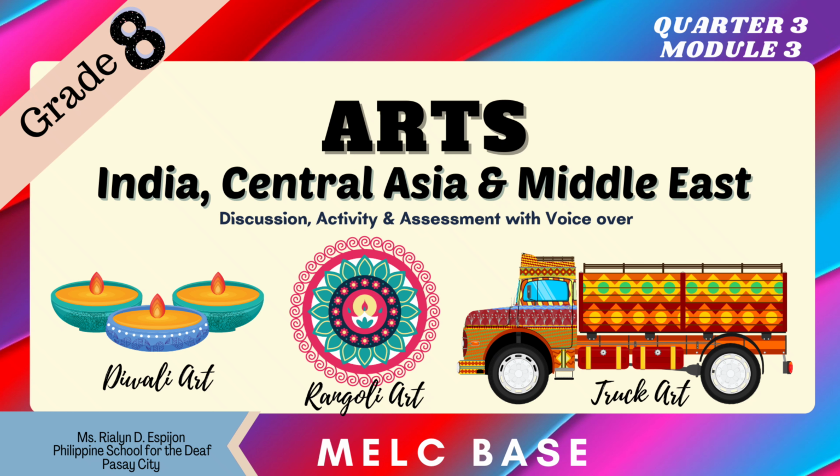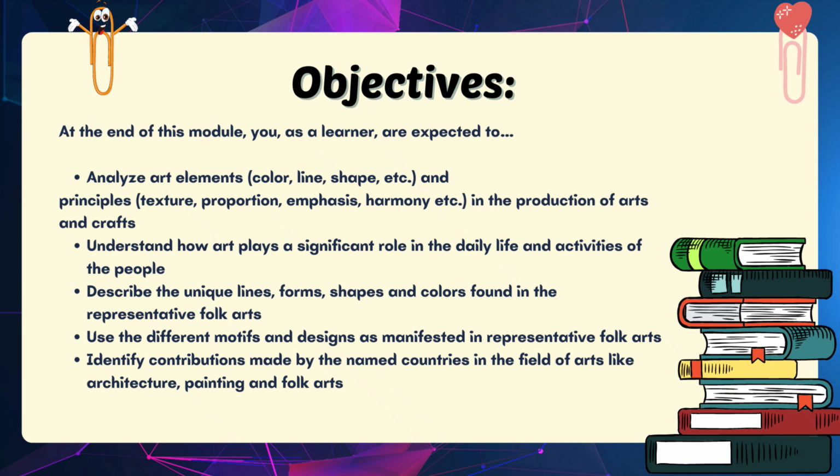For today's lesson, let's talk about Unit 3, Arts of India, Central Asia and Middle East for Quarter 3. Objectives. At the end of this module, you, as a learner, are expected to analyze art elements, color, line, shape, etc., and principles, texture, proportion, emphasis, harmony, etc., in the production of arts and crafts.